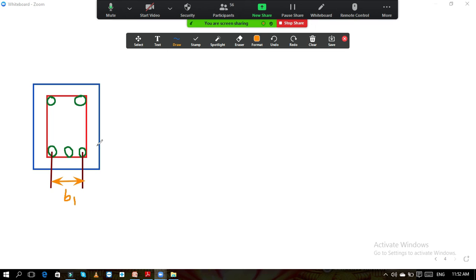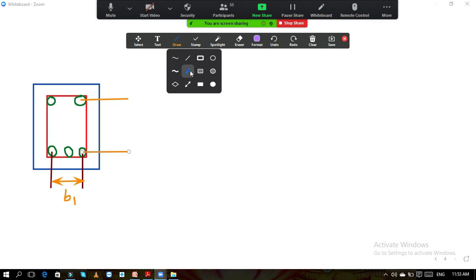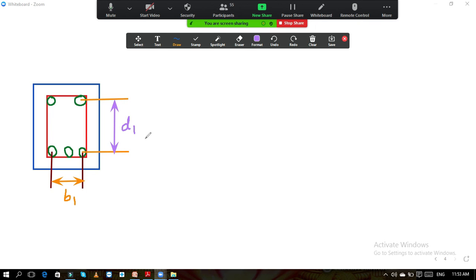So again, center to center of bar sheet in the vertical direction. If I draw the lines again, this is the horizontal line, and from this point also one line. If I join these two lines, this is nothing but your D1. This is nothing but D1. Now we know that we have assumed the cover as 25 mm.